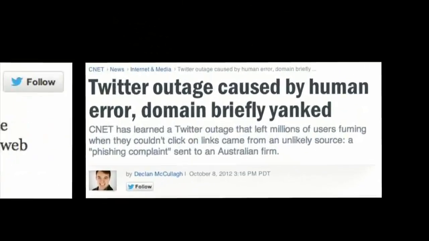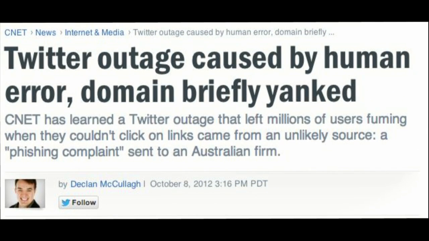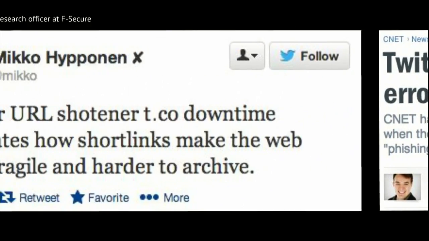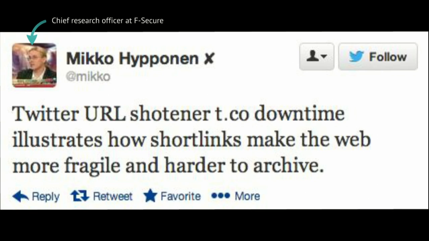And we can see one example from your world. I showed you this topic before: Twitter outage caused by human error. And it also says domain briefly yanked. This was the t.co domain that you guys at Twitter use for link shortening. And the chief research officer at F-Secure afterwards tweeted that this event illustrates how short links make the web more fragile and harder to archive. So was this only for me to be able to write longer URLs in short tweets?